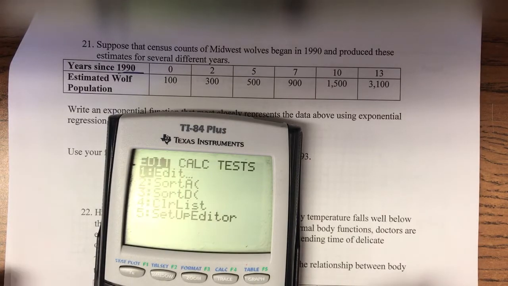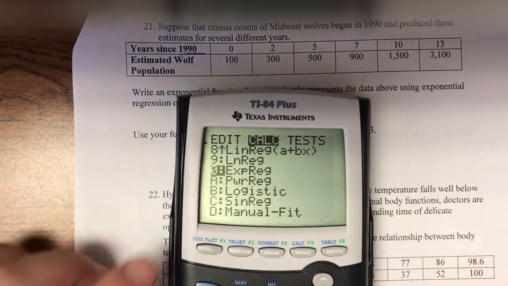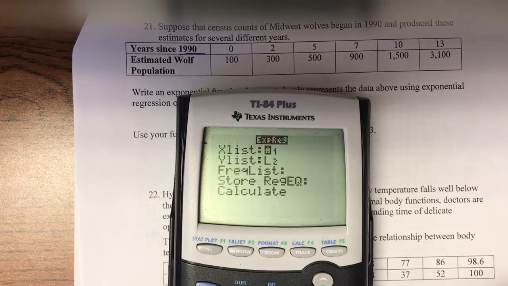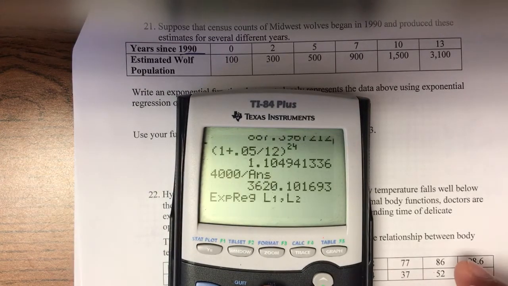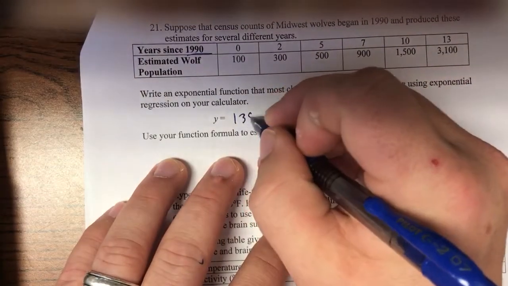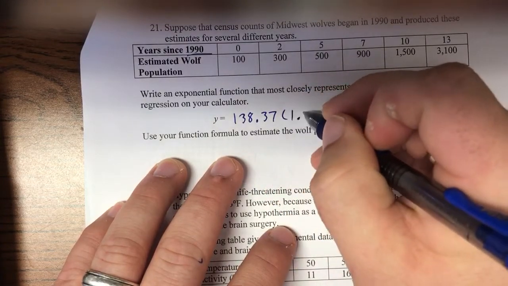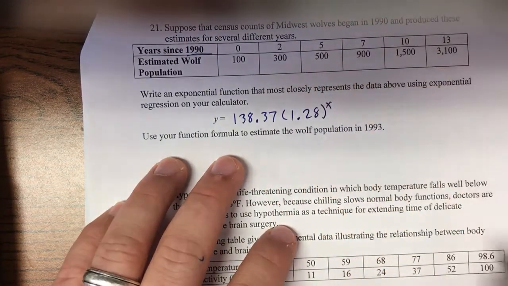So we'll go back to stat. We're going to go to the right to calc, and we're going to go to the ExpReg, number 0 right there, exponential regression. Go all the way through, and so there's our equation. Y equals 138.37 times 1.28 raised to the x power.